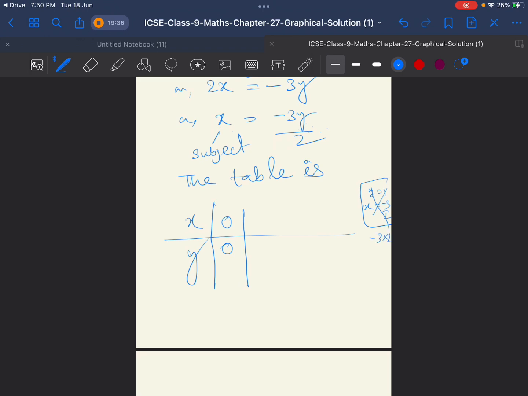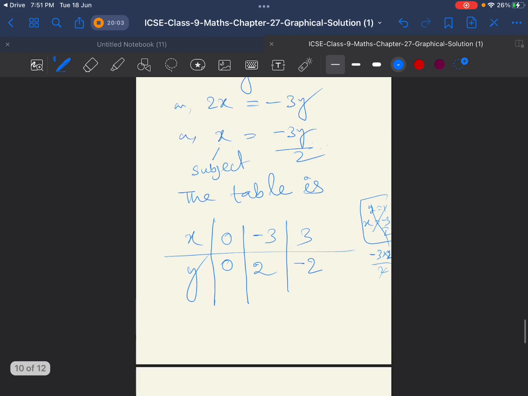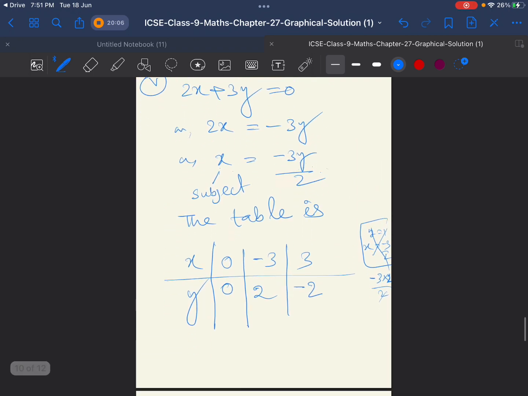Now we put the value of y as 2. Okay, so we put y as 2, then 2 is cancelled, we get minus 3. So if we put y as 2, then x is minus 3. Okay, if we put y value minus 2, then 2 cancels and we get plus 3. The value of x is 3.